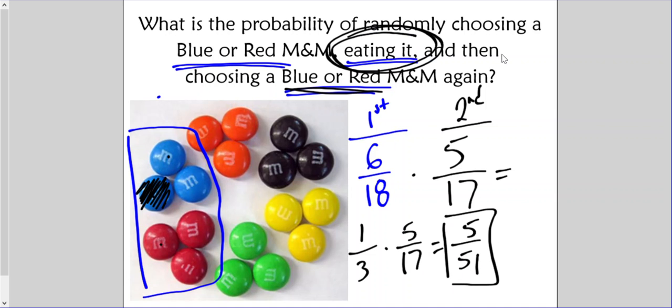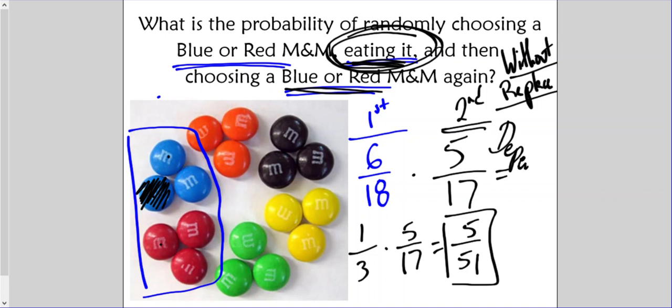When you see the phrase without replacement, or eating it or putting it aside in any way, we're not replacing or changing the second event or the third event or the fourth event, whatever it happens to be. These are dependent events, because the second event is dependent on whatever happened with the first event.